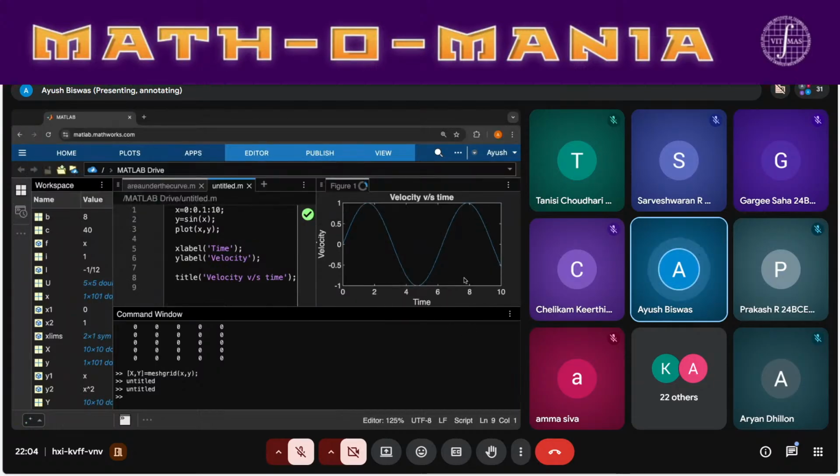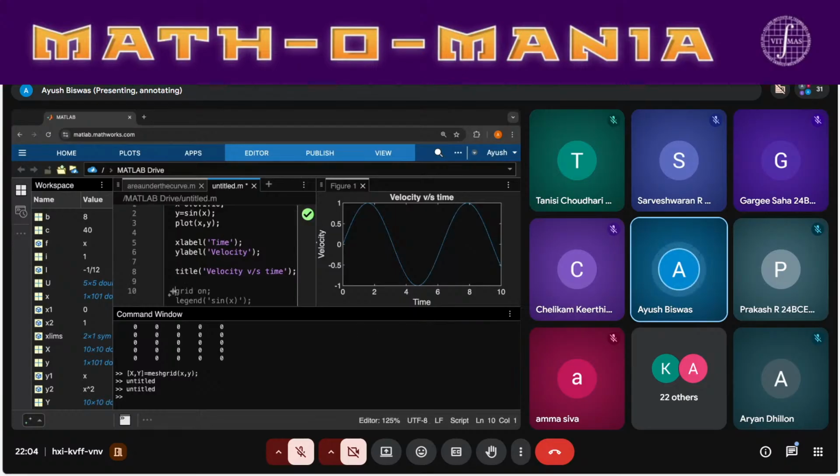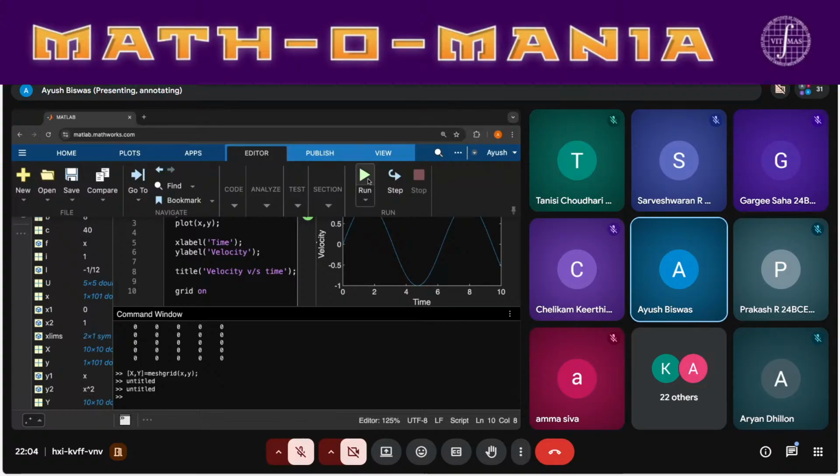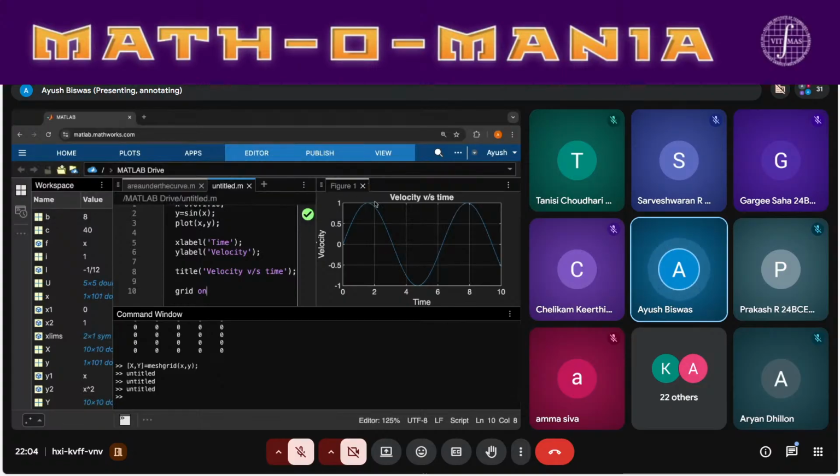Okay, so once we run it, we can see that the x-axis has been labeled with time, y with velocity, and we have also given a title to this graph. Another thing we can do is, if we want grid lines on our graph, we can just write grid on, and that will give us grids for the graph.